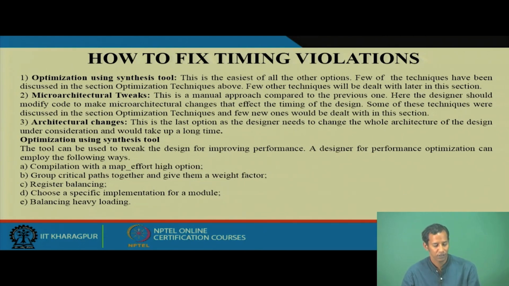The second option is micro architectural tweaks. This is a manual approach compared to the previous one. Here the designer should modify the code to make micro architectural changes that affect the timing of the design. Some of these techniques were discussed in previous lectures and a few will be dealt with later. That is why we deal with all these architectural aspects, where we can improve performance in terms of area or in terms of timing.